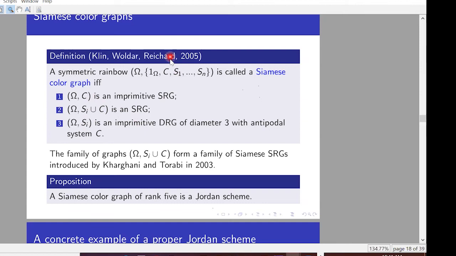So the authors introduced this notion of Siamese color graph, motivated by Siamese strongly regular graphs. This was a notion introduced by Harhani and Torabi in 2003. And the reference to the paper is at the end of my slides. And this is just a particular case of what Harhani and Torabi called a family of Siamese strongly regular graphs.